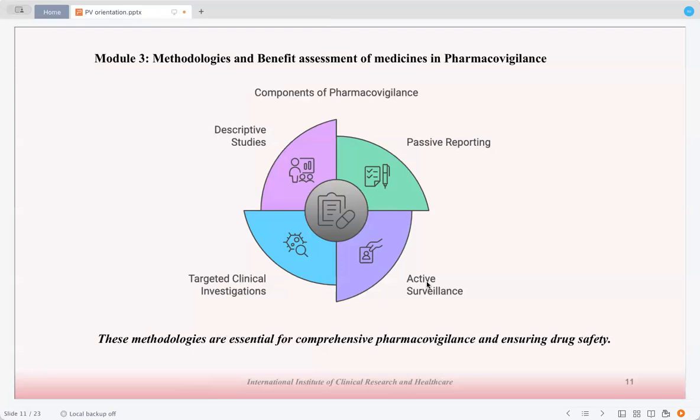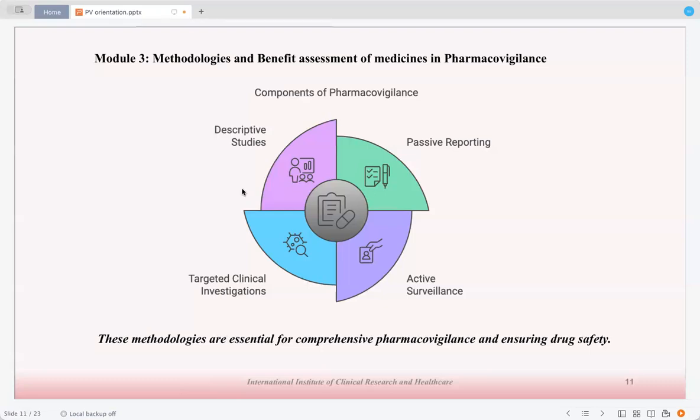Next is the targeted clinical investigations. In targeted clinical investigation, the focused studies are specific studies designed to investigate a known or suspected safety concern of the drug. They provide detailed information on the causality and the risk factors. So we can find out the risk-benefit analysis, whether the benefit of the drug outweighs the risk in the specific population.